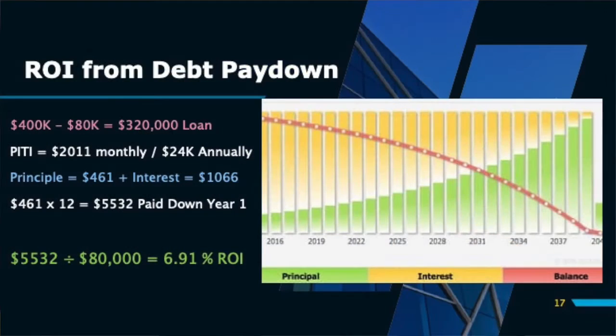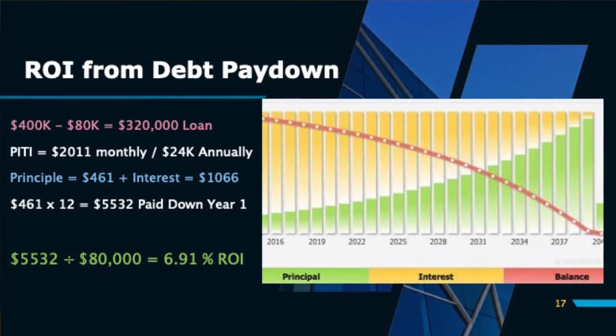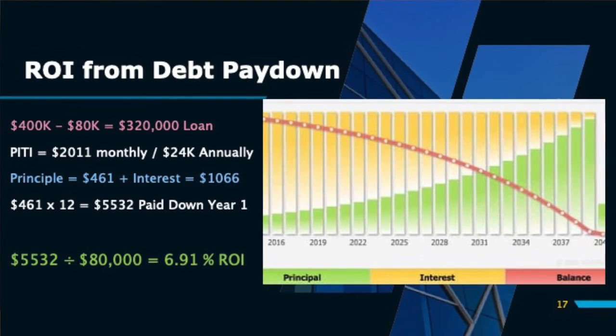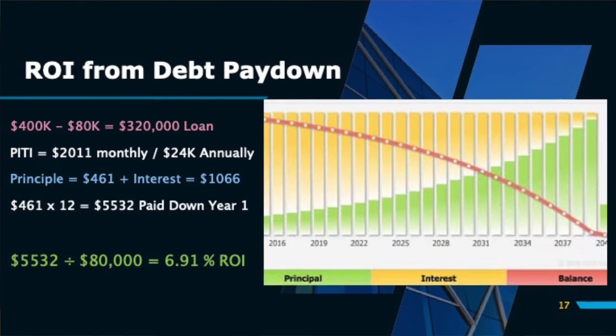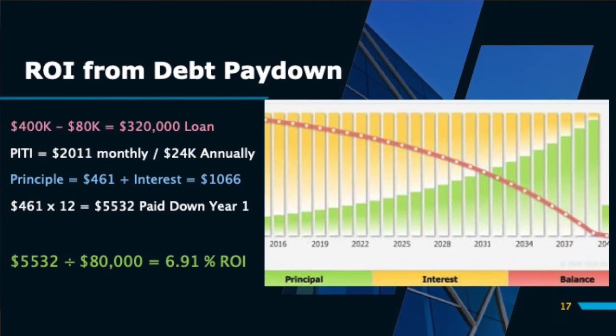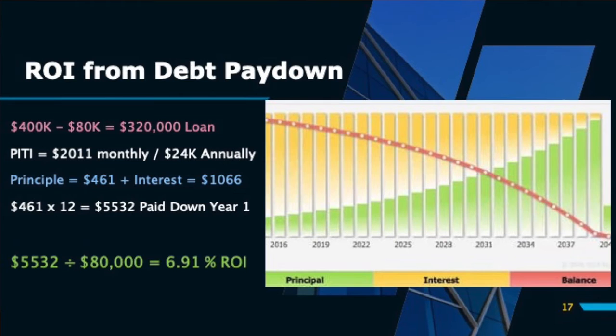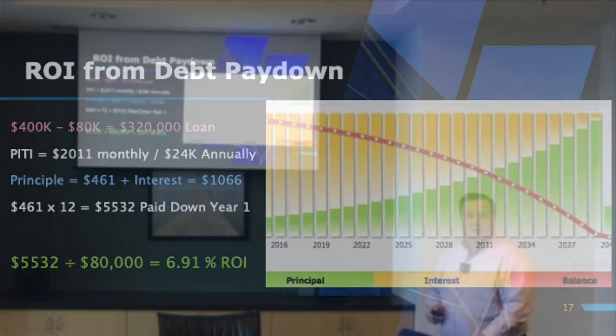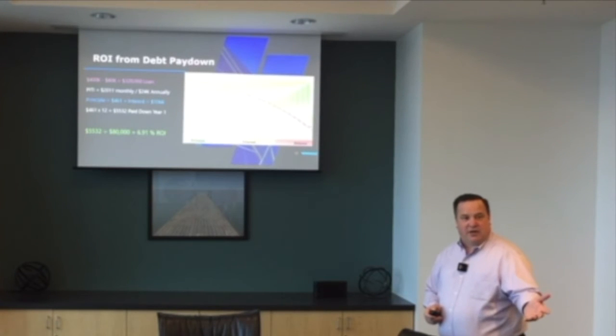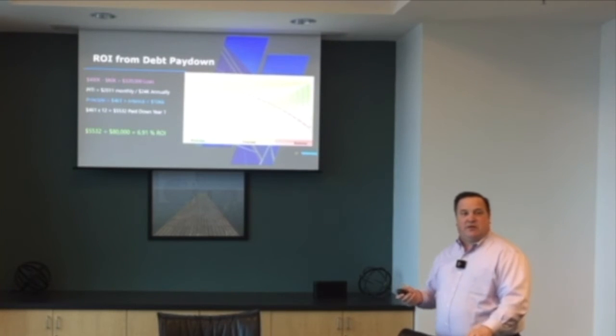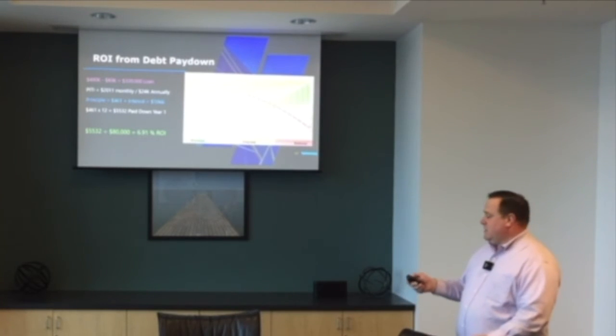Well, we had to put $80,000 down for the down payment. So our investment was $80,000. Our return on investment was $5,532. So we have 6.91% return on investment. Everybody with me? The other slide, we had 7.5% return on investment. Now we're up to 14% return on investment. We're getting closer to that 15 number, right?